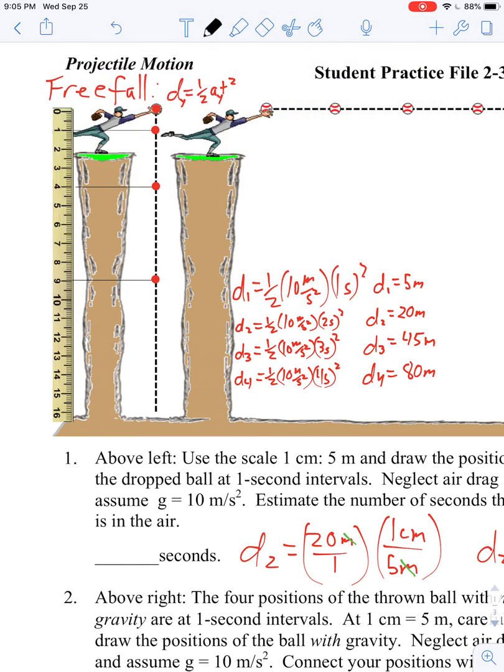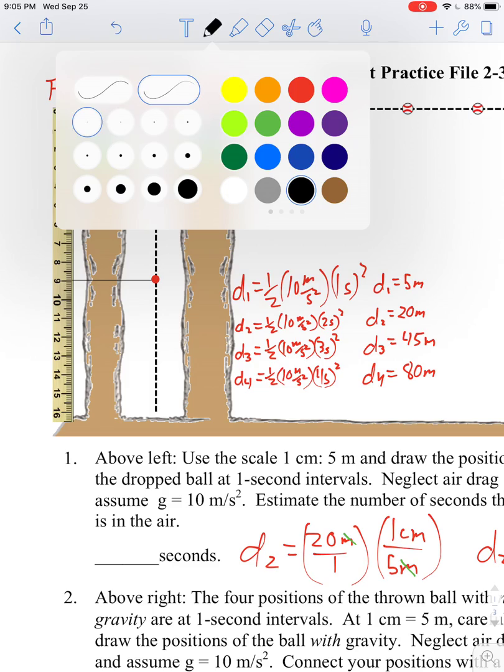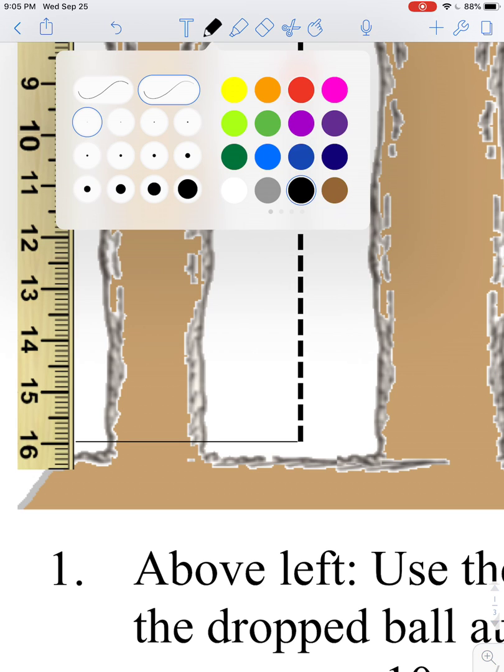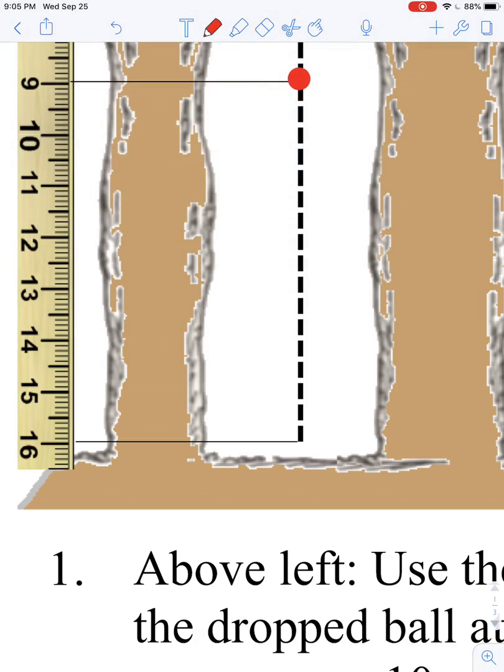So I'm going to switch over to black pen. And one more line down here at the 16 centimeter line, or mark, excuse me. So straight across. And look at that, I'm right at the bottom of the dash line. So I'm going to go ahead and mark this off. So I'm right at that point where I'm just above the ground there.